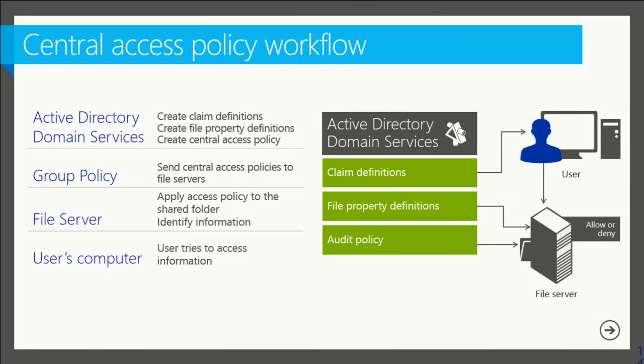Now, from a workflow point of view, we have domain services, so this is Active Directory 2012, Windows Server 2012, and the device claims are Windows 8, okay, just to set the context for where we're doing this. There's no down-level client support here. Group policy is used to send the policies around to all the file servers. That's how it's applied. The file server has additional extensions. When we turn Dynamic Access Control on, it brings in the additional tabs in the file server. You can see them there. And then from the user's computer's point of view, if we're making device claims, it needs to be Windows 8 for that to function.